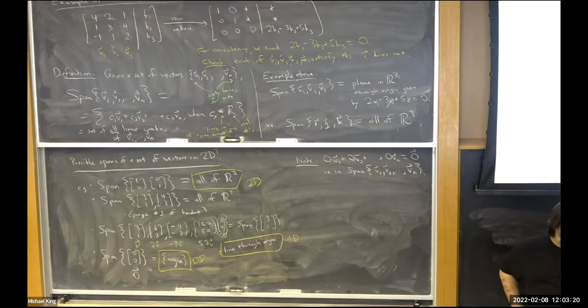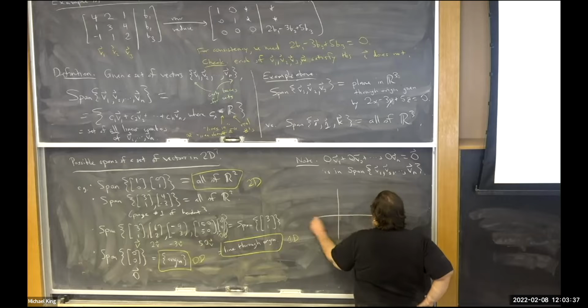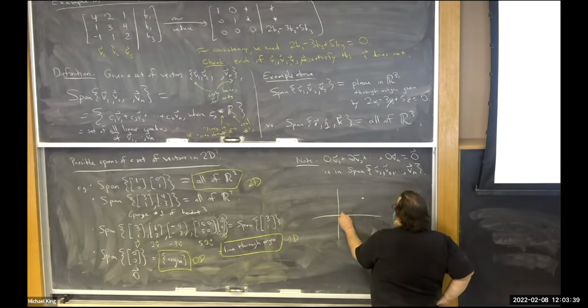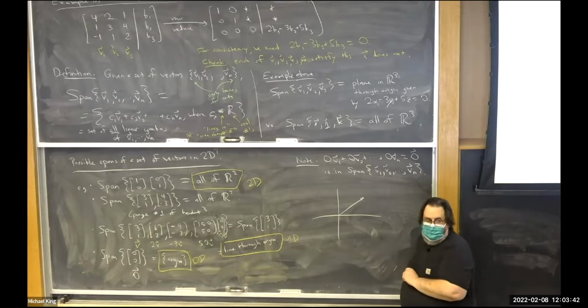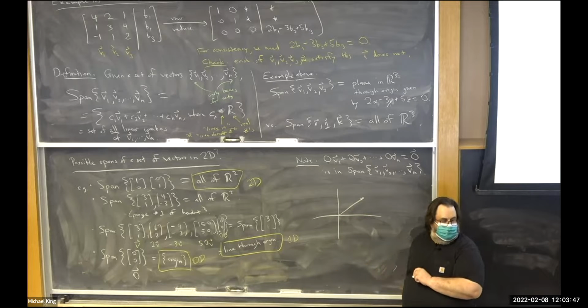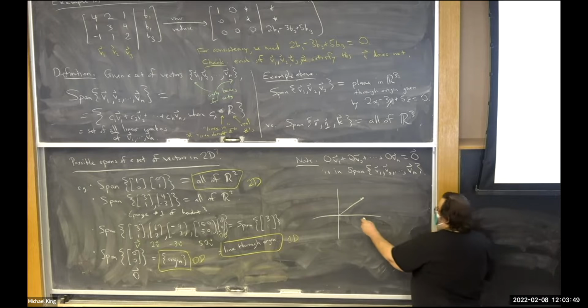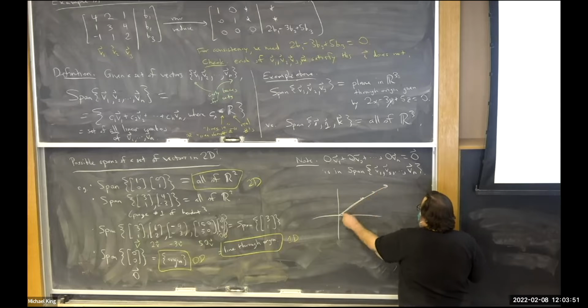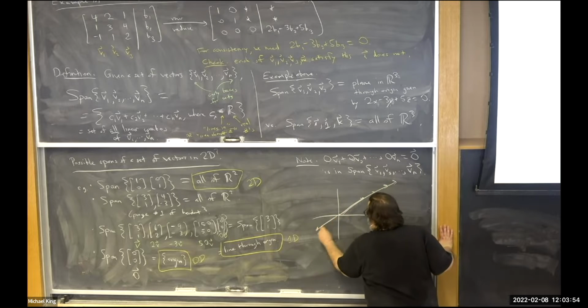Once I have a vector in my span, what else do I have? If V is in my span, tell me some other vectors that are in my span. 2V, 3V, 4V, 5V. So as soon as a vector is in your span, do you agree the entire line is in the span, because you can scale the vector by anything? So everything on that line is in the span.